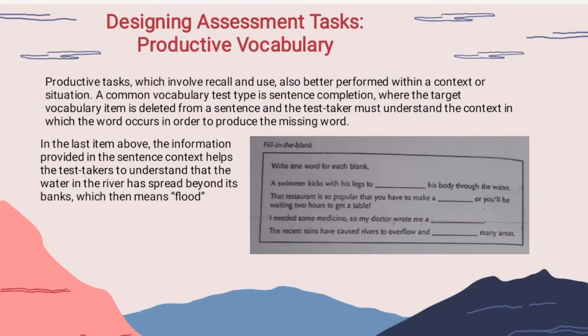Okay, moving to designing assessment tests, productive vocabulary. Productive tests which involve recurrent use also perform better with the context of situation. A common vocabulary test type is sentence completion, where the target vocabulary item is deleted from a sentence and the test taker must understand the context in which the word occurs in order to produce the missing word, as in the following example.